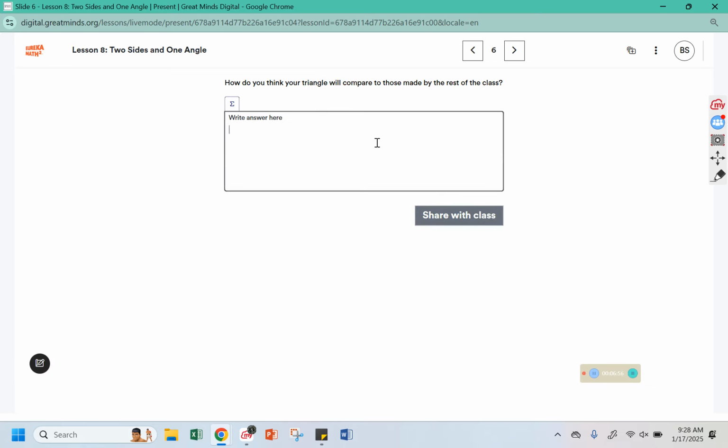How do you think your triangle will compare to those made by the rest of your class? I think the triangle I made will be identical to the triangle my classmates made. It might be a turned or flipped over version of my triangle.